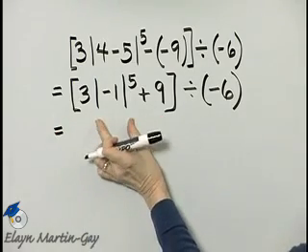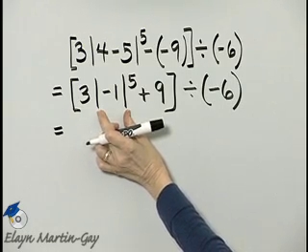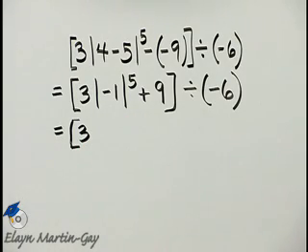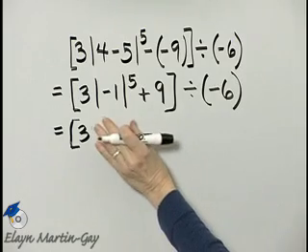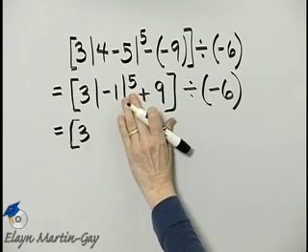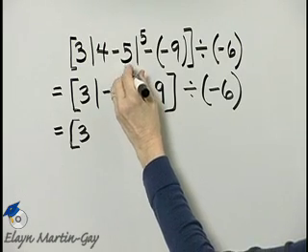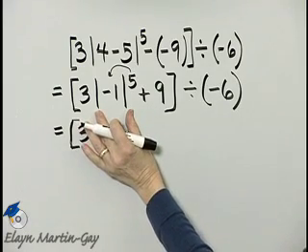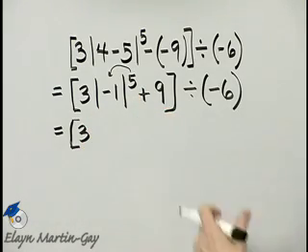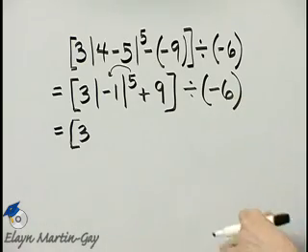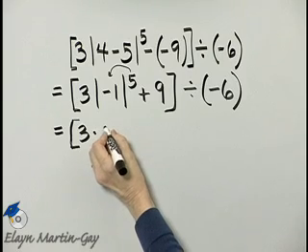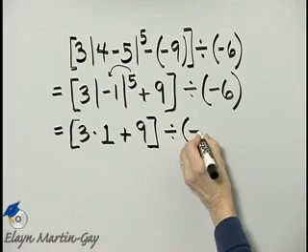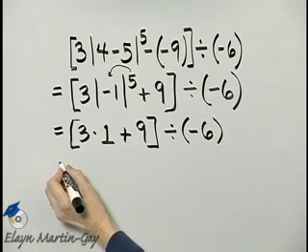So let's see what we have. We are still working with this absolute value. This is 3. Now, what is the absolute value of negative 1? The absolute value of negative 1 is 1, and then what is 1 raised to the 5th power? Because remember, this exponent of 5 applies only to the absolute value. Well, the absolute value of negative 1 is 1. 1 raised to the 5th power, that's 1 times 1 times 1 times 1 times 1. That's 1. So I have 3 times 1 plus 9, and then divided by negative 6, and let's continue.